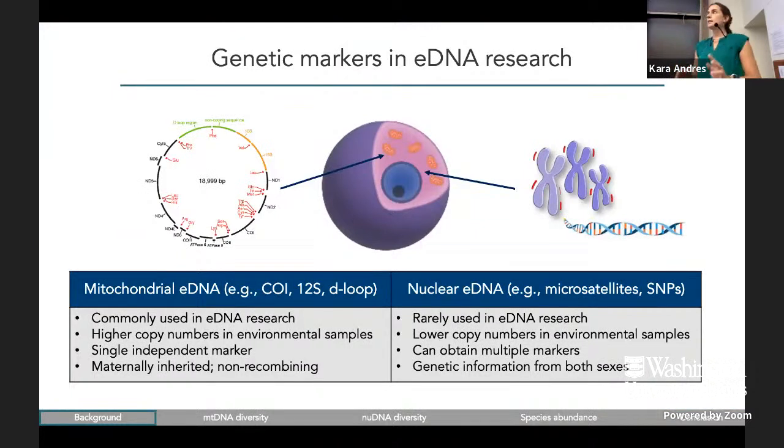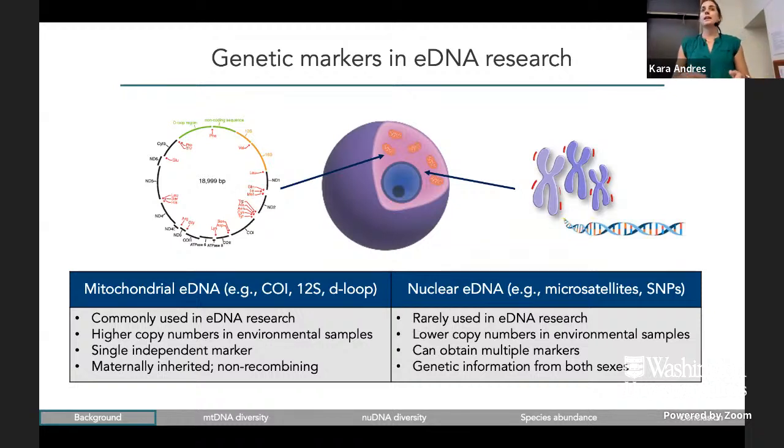So I want to take a moment to think about the particular gene regions that we're targeting in environmental DNA research. In eukaryotes, we have the mitochondrial genome and the nuclear genome, and we can target markers in either of these genomes. Mitochondrial markers include things like CO1, 12S.